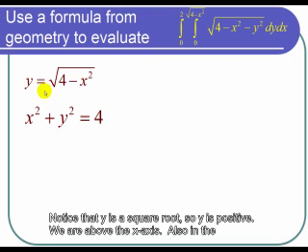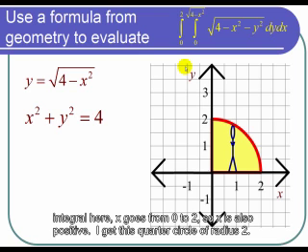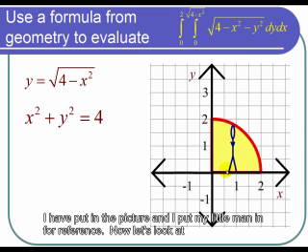And notice that y is a square root, so y is positive, so we're above the x-axis. And also, in the integral here, x goes from 0 to 2, so x is also positive. So what I get is this quarter circle of radius 2. And I put in the picture, and I put my little man in for reference.